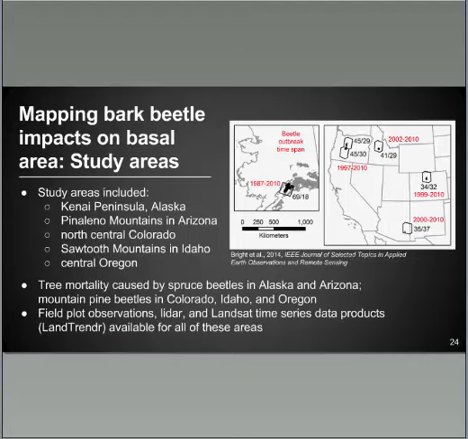Also important, of course, is all these areas had been experiencing bark beetle outbreaks, spruce beetle outbreak, as well as mountain pine beetle outbreak. In Alaska and Arizona, it was primarily spruce beetles causing mortality. They kill trees. They're not just defoliating the trees. So there were a lot of dead trees, and in Colorado and Idaho and Oregon, there were mountain pine beetles killing trees.